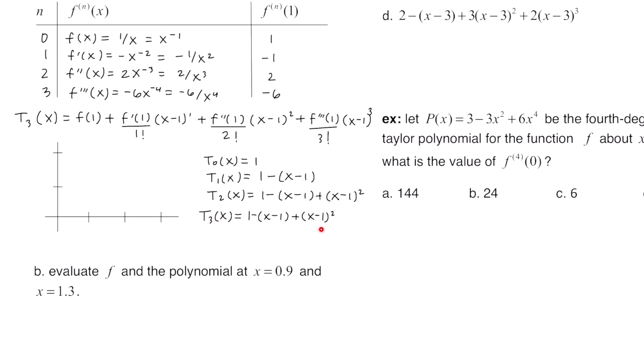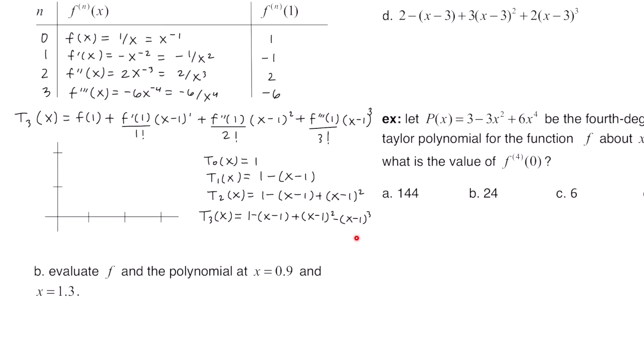And then for our third degree Taylor polynomial, we still have these terms, and then we also need this one right here. So the third derivative of f at 1, according to our chart, is negative 6. So we plug that in right here, negative 6 divided by 3 factorial. Remember, 3 factorial is 3 times 2 times 1, which is 6. So the 6's cancel, and you just have negative and then this expression. So here we have all of our Taylor polynomials up to degree 3.